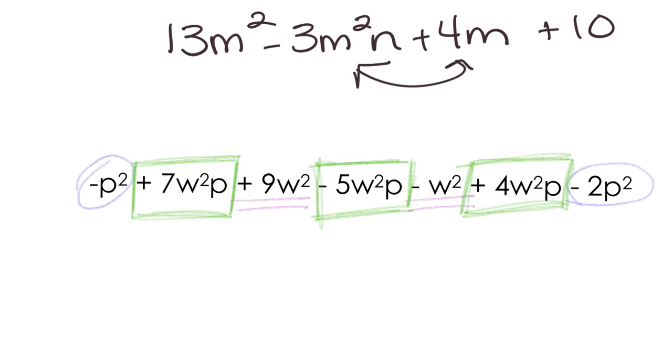All right, guys, I have mine all marked up. Hopefully you are with me here. And if not, that's okay, but I'm going to go ahead and get started on it. So we have negative p squared and negative 2p squared. Together, that's going to give us negative 3p squared.